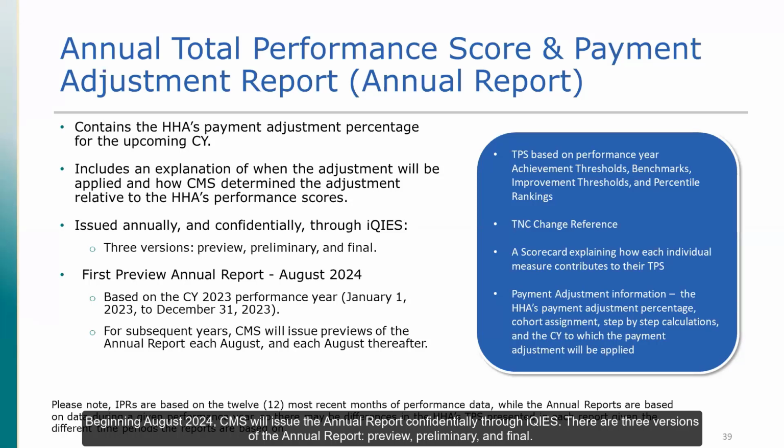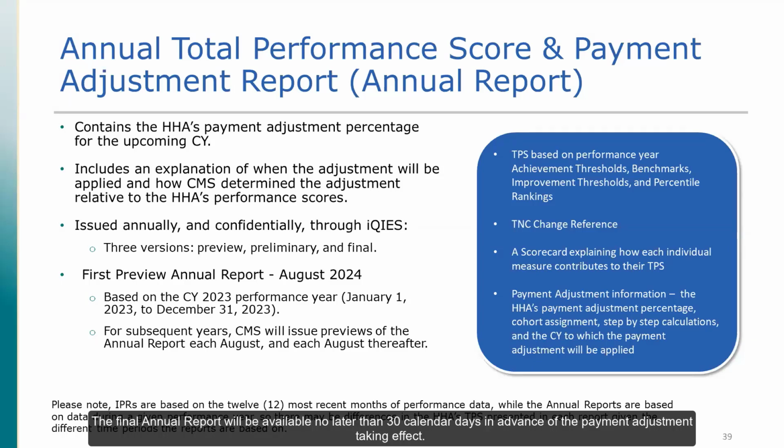Beginning August 2024, CMS will issue the annual report confidentially through iQIES. There are three versions of the annual report: preview, preliminary, and final. Once CMS issues the preview report, the agency has an opportunity to submit a recalculation request, which we will discuss in more detail in the appeals process section of the presentation.